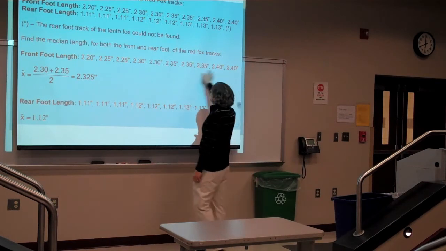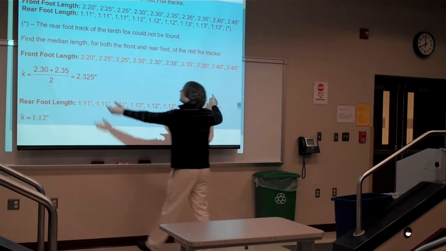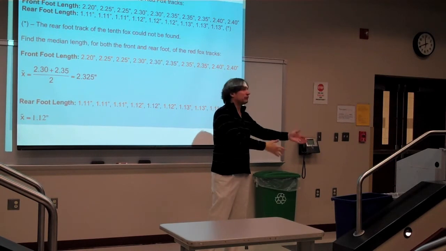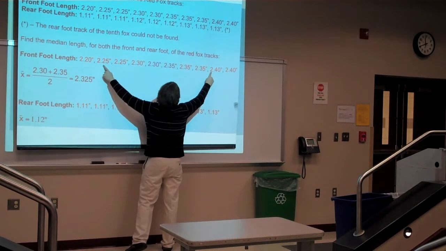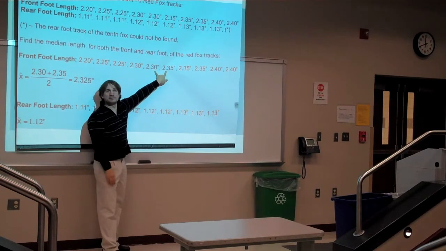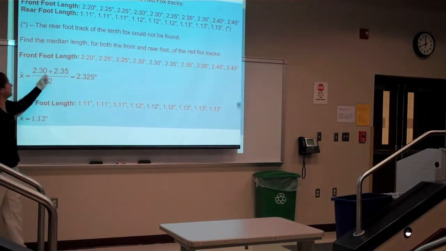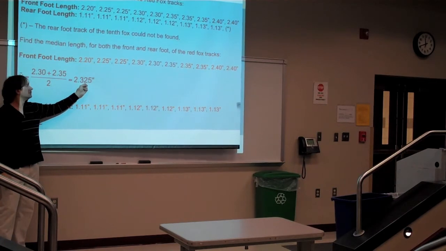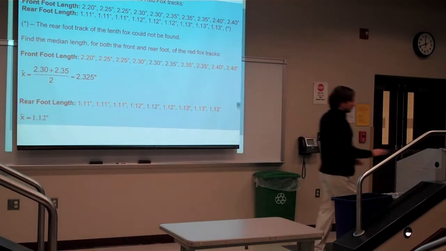So here's my data from the front. And I actually color-coded them so you can see them being eliminated. But this is how you do it, unless you're using a computer like Minitab that will do it for you. If you're doing this by hand, this is what you're going to do. Put a finger here, put a finger here, move in 1, move in 1, move in 1, move in 1. I have 2 numbers left. So I'm going to add these 2 together and divide by 2. So 2.3 plus 2.35 divided by 2 is 2.325. That's the median.